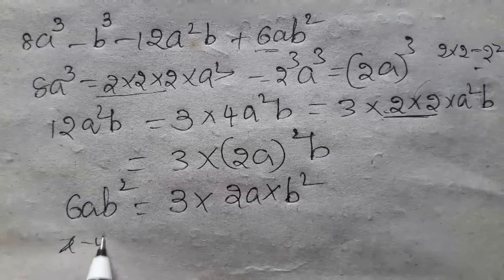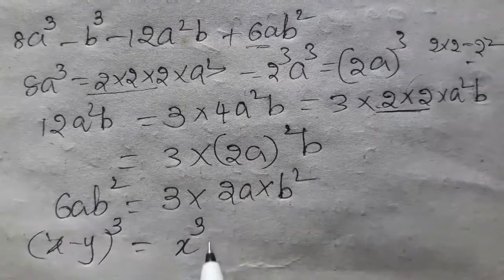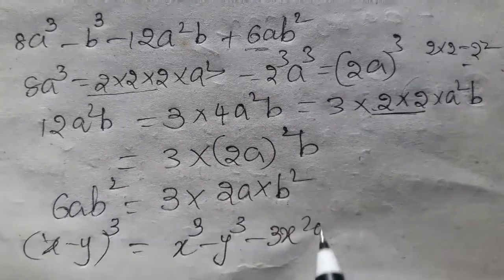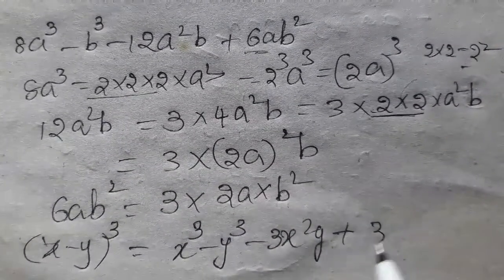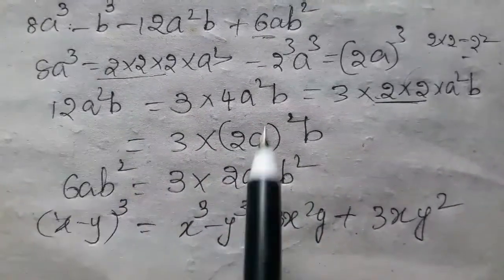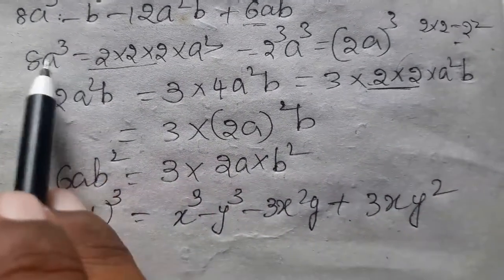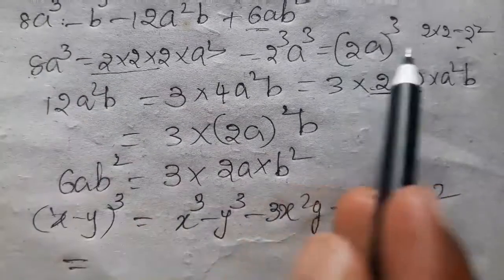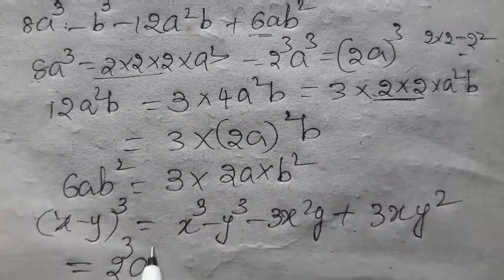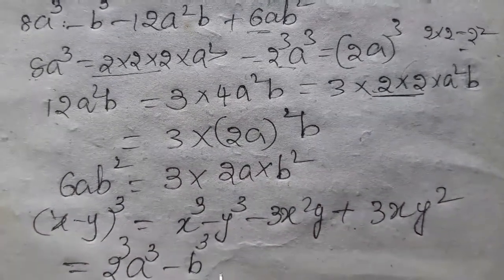That means the (x minus y) whole cube identity is there. That means x cube minus y cube minus 3x square y plus 3xy square, this format. Now convert this into like this, that means this can be converted like this, isn't it? That means 2 cube into a cube. I have written this step. Next, minus b cube we can write as it is.